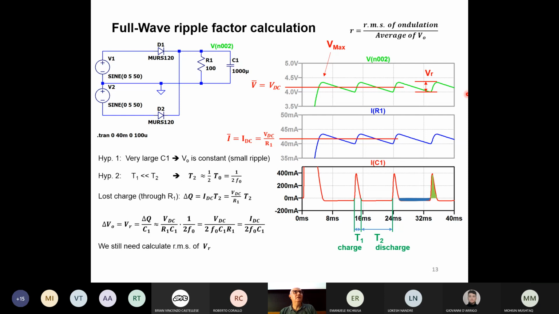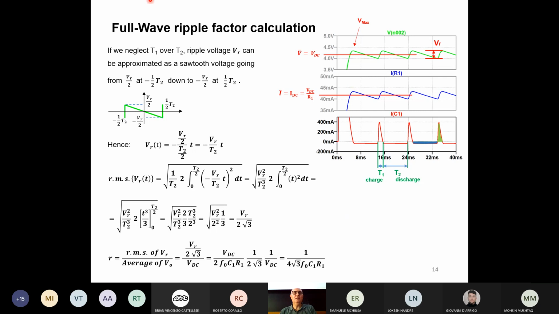That is going to be too complicated to examine, but we can do a small approximation. Why? If the charge is very fast, so if T1 is short, we can approximate the sinusoidal waveform with an almost vertical line. Then, if the exponential is not very steep, it's quite flat, we can approximate this exponential line with a linear line. So we end up with a sawtooth waveform, something like this.